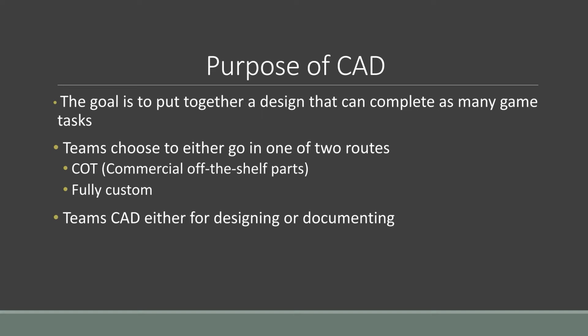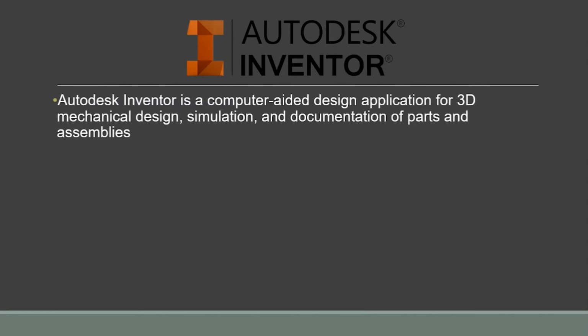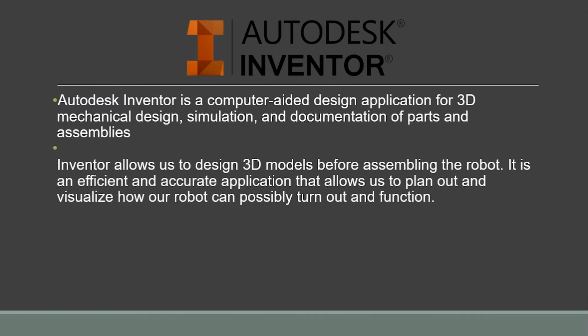Now you may be asking how we do CAD. Well, like previously mentioned, we do it through a computer application called Autodesk Inventor. Autodesk Inventor is a computer-aided design application for 3D mechanical design, simulation, and documentation of parts and assemblies. Inventor allows us to design 3D models before assembling the robot. It is an efficient and accurate application that allows us to plan out and visualize how our robot can possibly turn out and function.